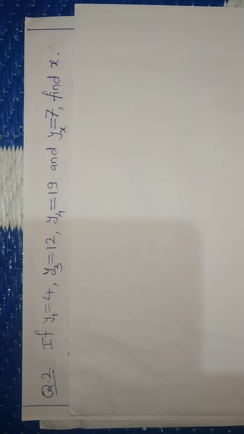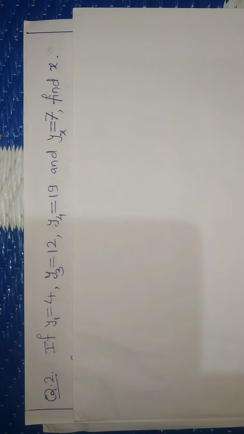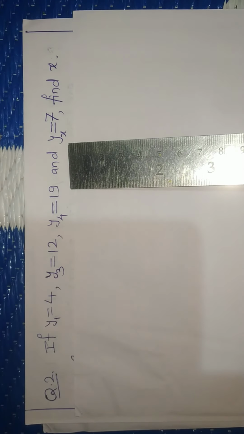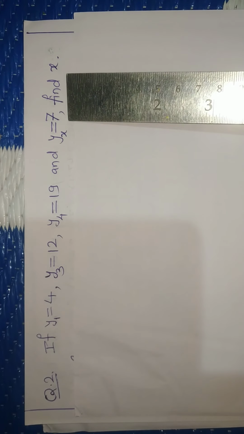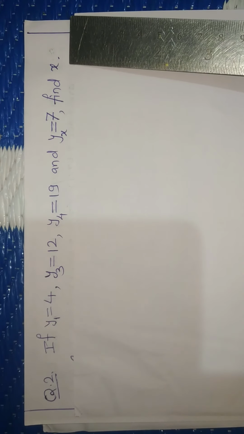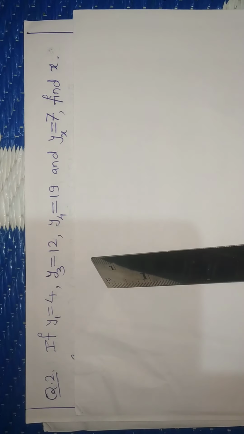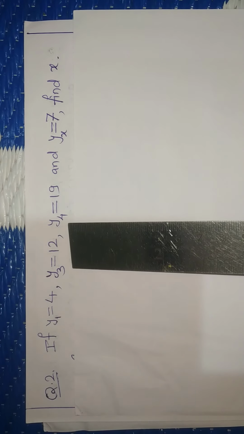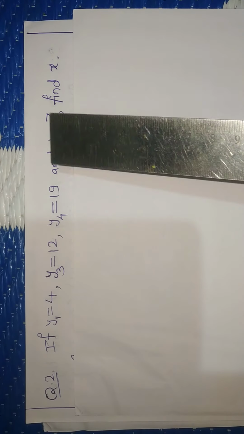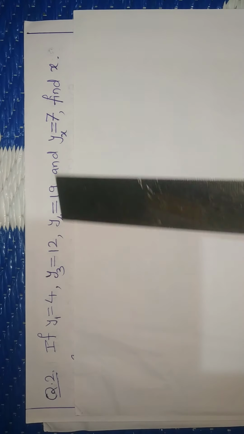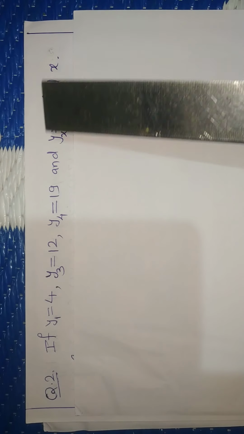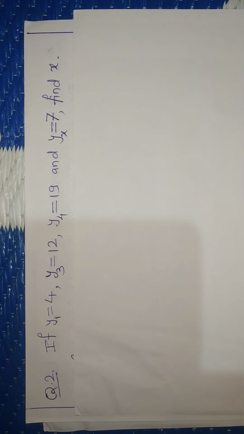Now, question 2 is, if y1 is equal to 4, y3 is equal to 12, y4 is equal to 19 and yx is equal to 7, find x. So what this means is, when x is 1, the value of y is 4. When x is 3, the value of y is 12. When x is 4, y is 19. So what will be the value of x for y equal to 7? This we have to find out.